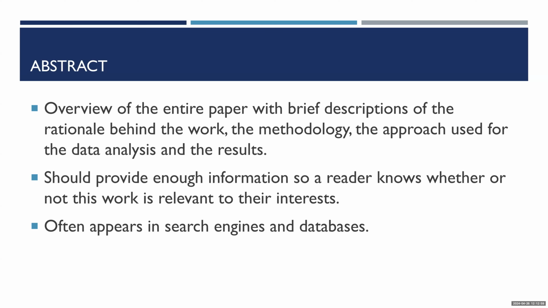Earlier in the course, we discussed executive summaries. And while executive summaries are brief overviews of every single section of the full paper, an abstract is really kind of a large paragraph, and it provides information on the rationale behind the work, the methodology, the approach used for data analysis and results. And the goal is that there's enough information so people know whether or not they want to read it.